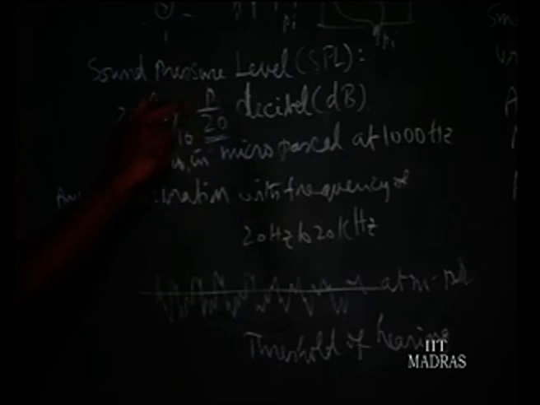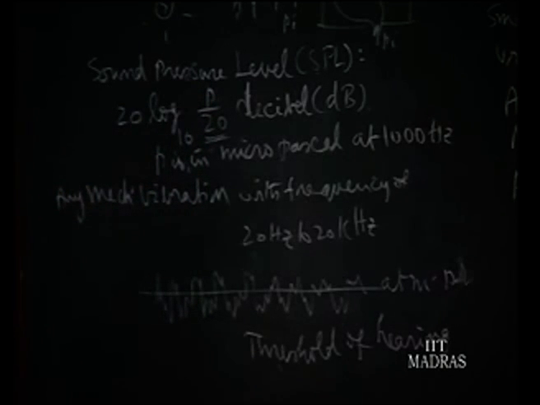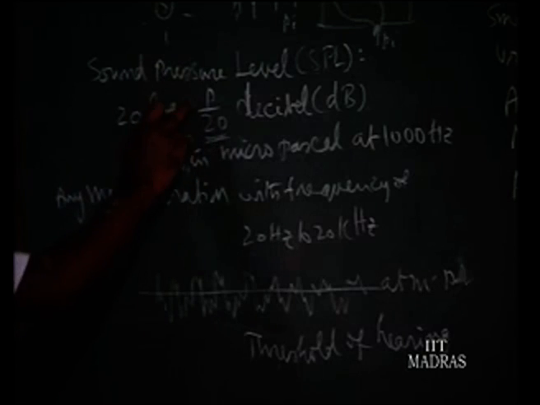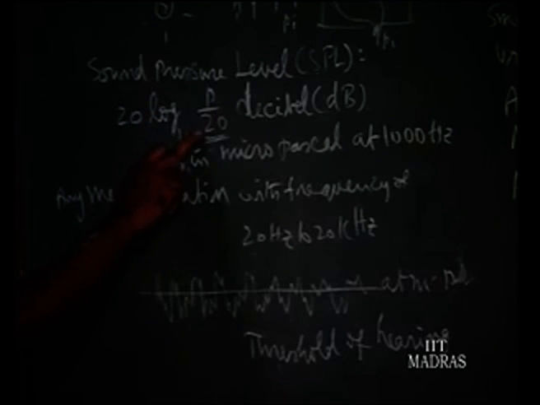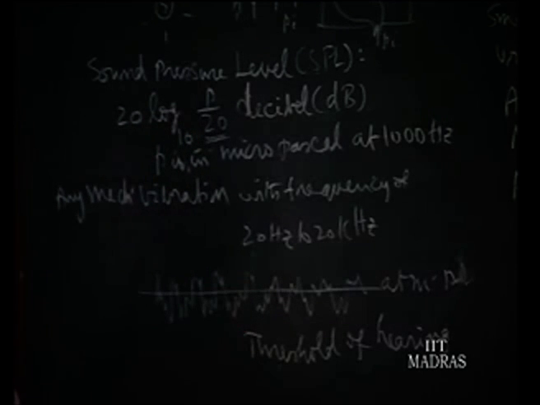So if the P produced by a source is equal to 20 micropascal, log 1 is 0. That is, 0 decibel means it is just near our capability to identify a sound source. Anything more than that, we take the logarithm scale. Why do we take the logarithm scale? The logarithm scale is normally adopted when the range is very large.